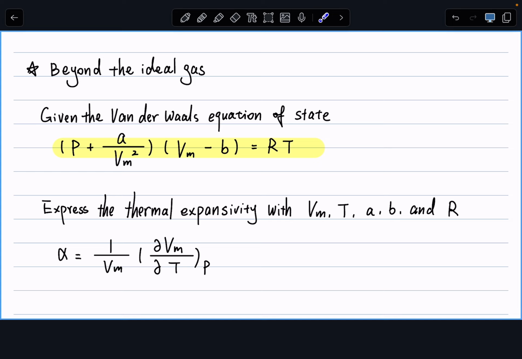In order to solve this, we want to express temperature as a function of pressure and Vm. So going back to the Van der Waals equation, do we have a way to do it? Well, we just move that R to the left, and it's pretty straightforward. So we can write temperature as (P plus A over Vm squared) times (Vm minus B), over the constant R. Right? We express temperature as a function of P and Vm.